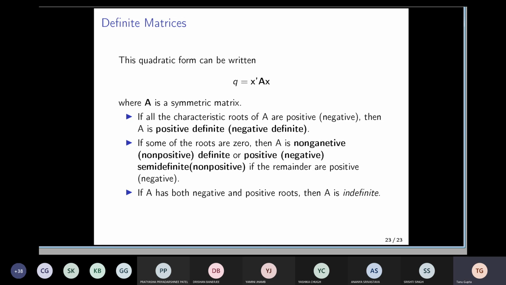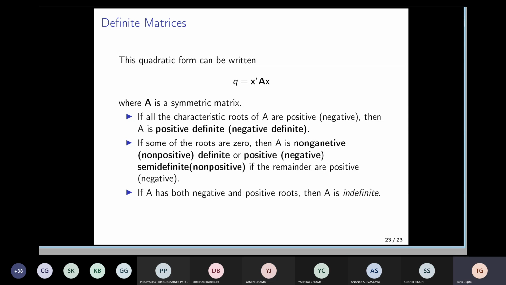And if some of the roots are zero and some are positive. We have seen an example, although it was not a symmetric matrix if I remember correctly, but just to draw an analogy, we have seen an example that we can have some cases where. Sorry to interrupt you, but you're not clearly audible.